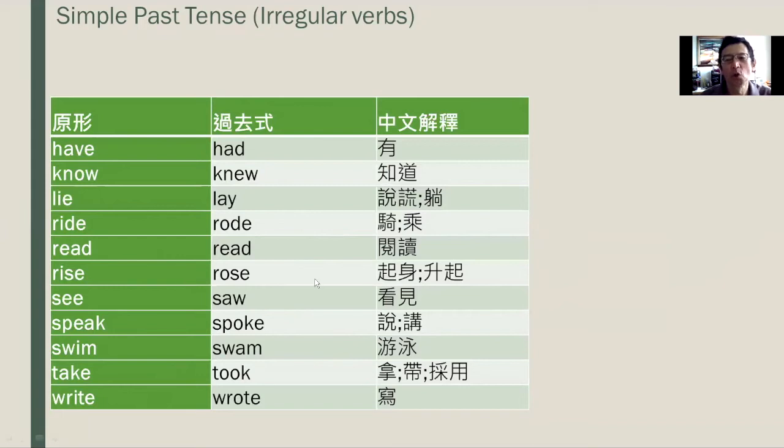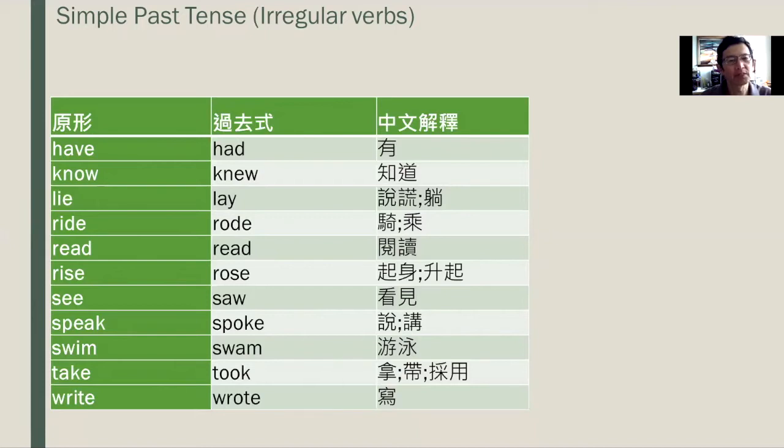Rise, rose. See, saw. Speak, spoke. Swim, swam. Take, took. Write, wrote.